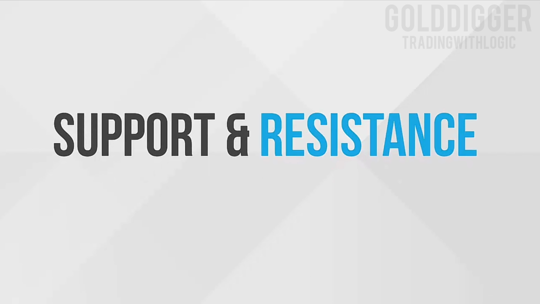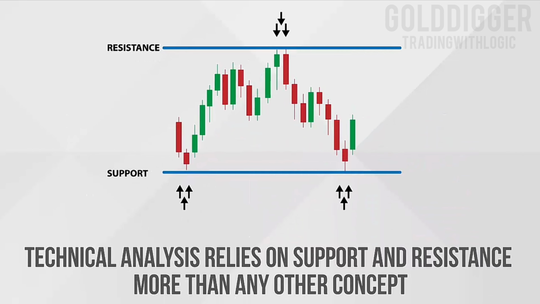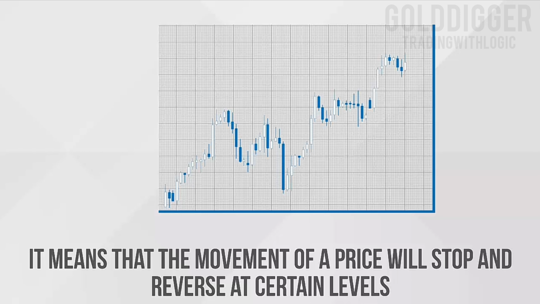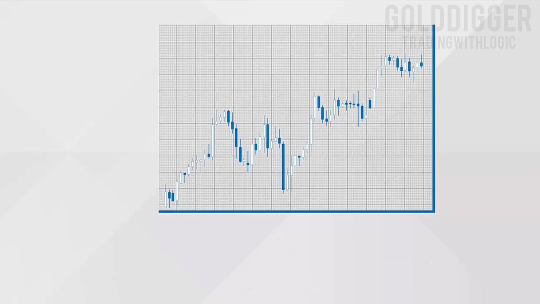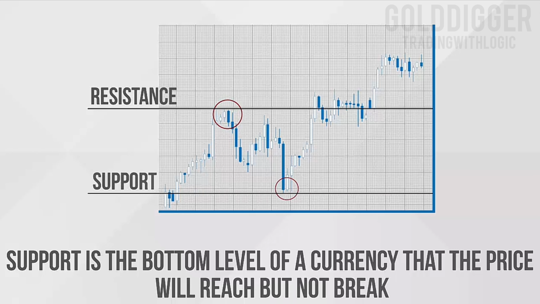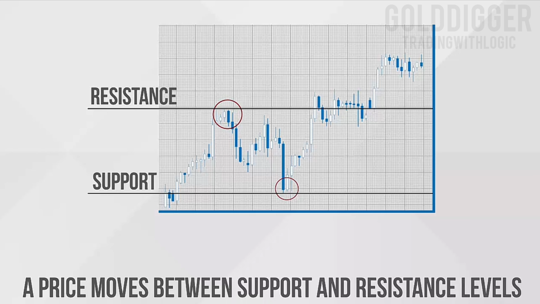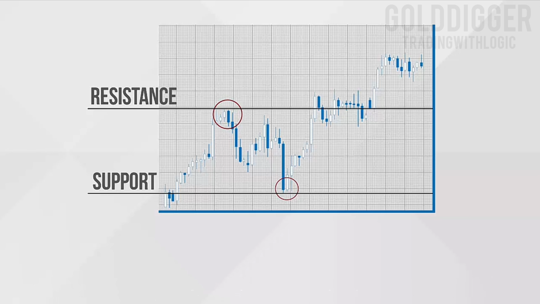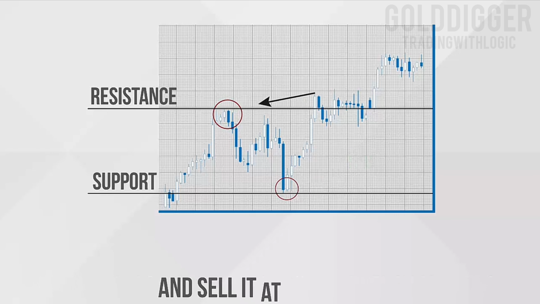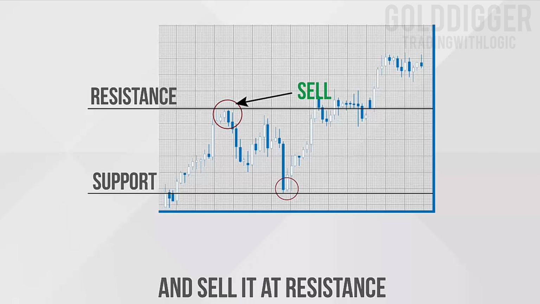Support and resistance. Technical analysis relies on support and resistance more than any other concept. Essentially, it means that the movement of a price will stop and reverse at certain levels. Resistance is the top level of a currency that the price will reach but not break. Support is the bottom level of a currency that the price will reach but not break. Usually, a price moves between support and resistance levels, which allows traders to buy a currency at support when it's at its cheapest and sell it at resistance when it's at its most expensive.